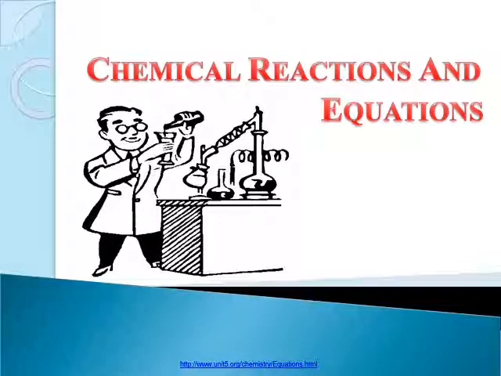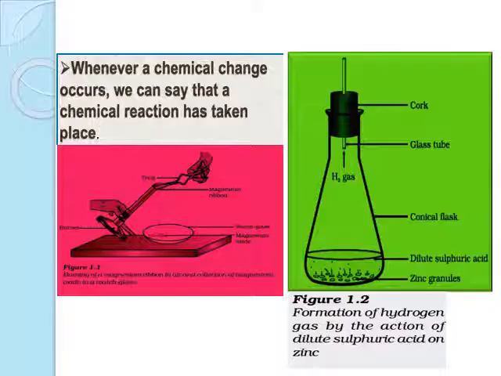Good morning, children. Let us start a new chapter, Chemical Reactions and Equations. Whenever a chemical change occurs, we say that a chemical reaction has taken place. Chemical change means irreversible change. In the picture, you can see the formation of hydrogen gas by the action of dilute sulfuric acid on zinc.